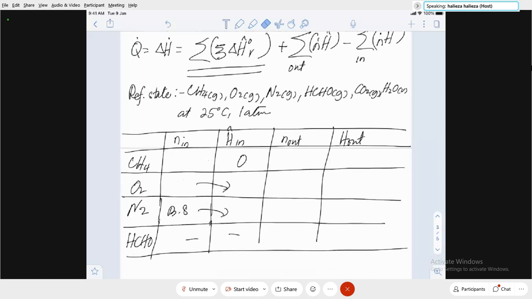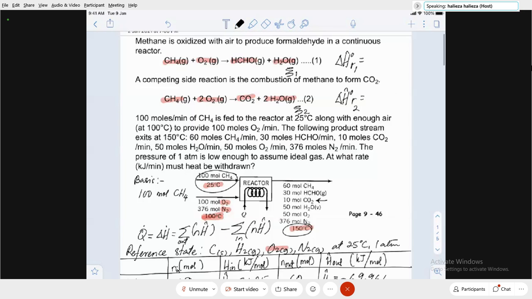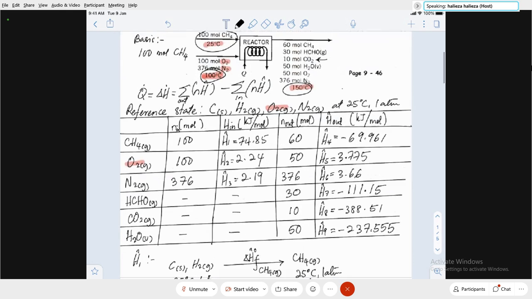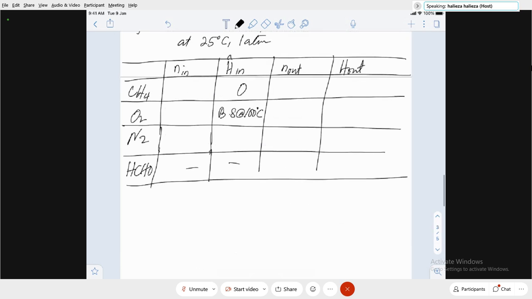That is going to come directly from Appendix B8, but at 100 degrees C. Is it coming at 100 degrees C? Yeah, it's coming at 100 degrees C, so you can get it directly. So at 100 degrees C, this is 2.24. It's still the same, 2.24. For nitrogen, again, B8 at 100 degrees C, and it's still going to be the same as what we got in this example, the one that we did using heat of formation.